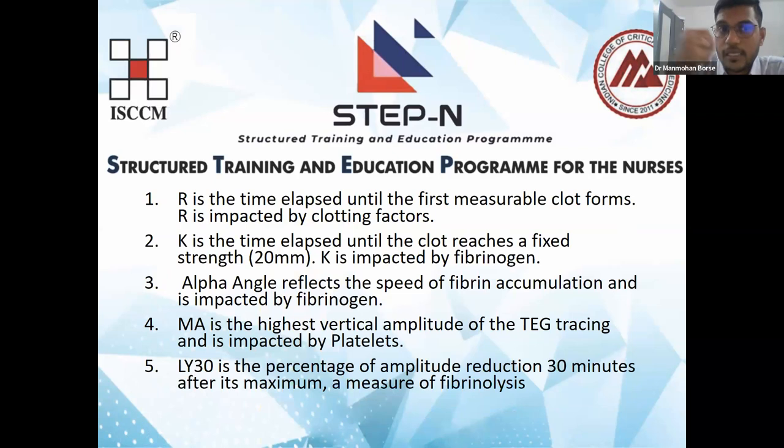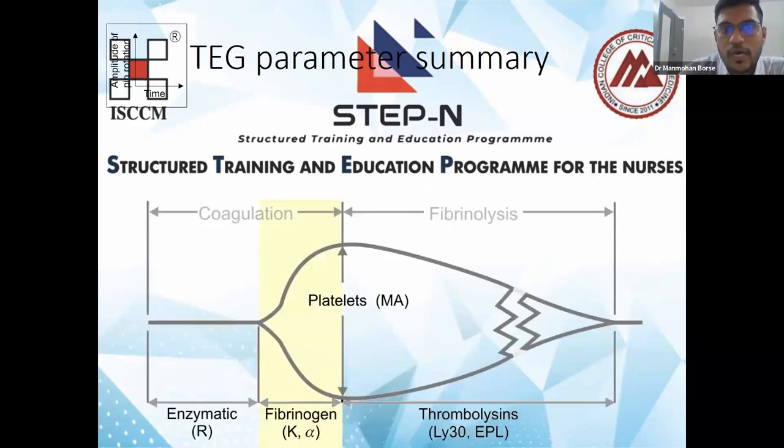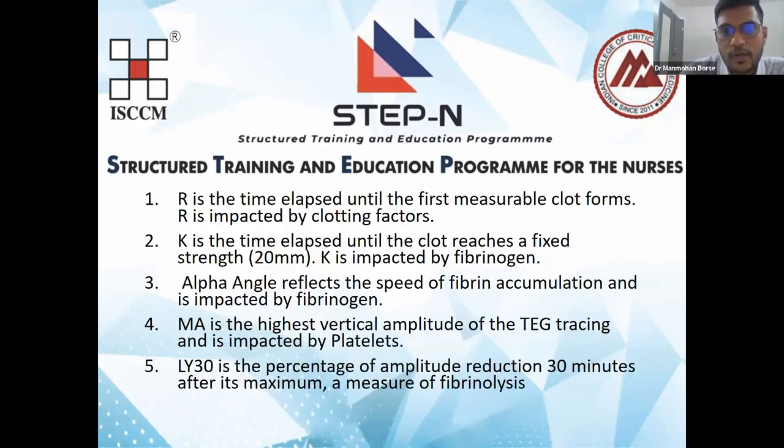So R time is nothing but the first time elapsed for the measurable clot to form. R is impacted by clotting factors. If your clotting factors are low, the R time will be prolonged. Okay, I'll just go back and forth for these two slides. So R is nothing but an initial time, which will be affected by the clotting factors.